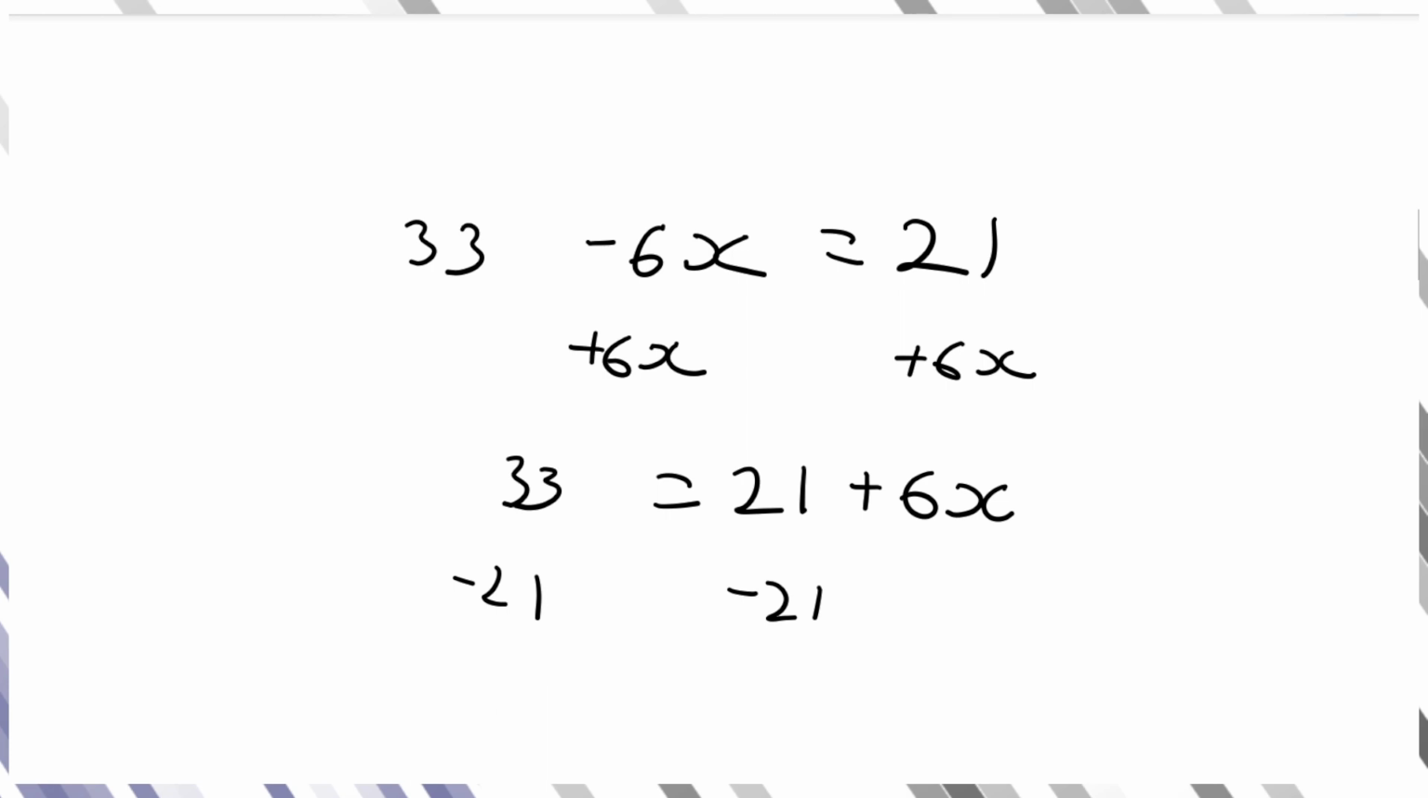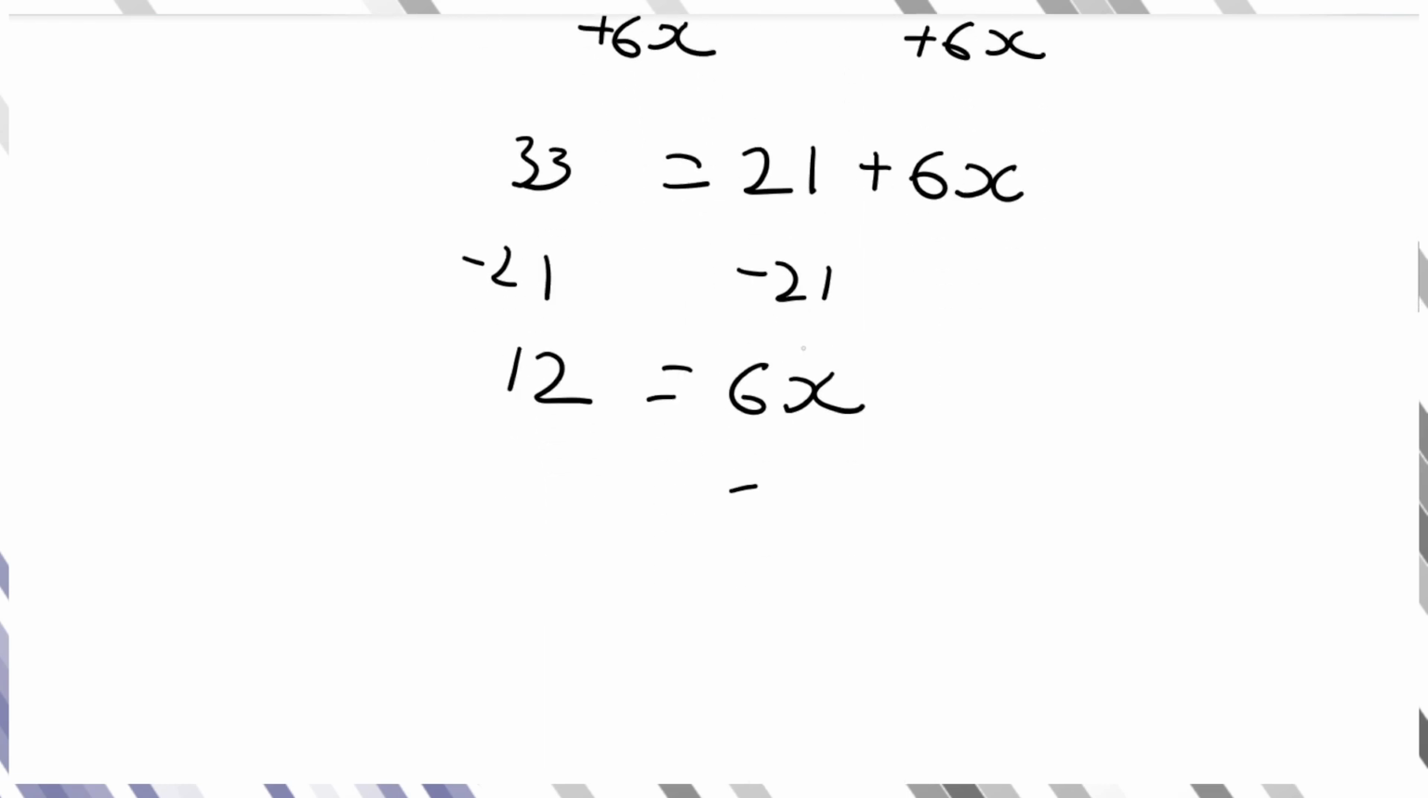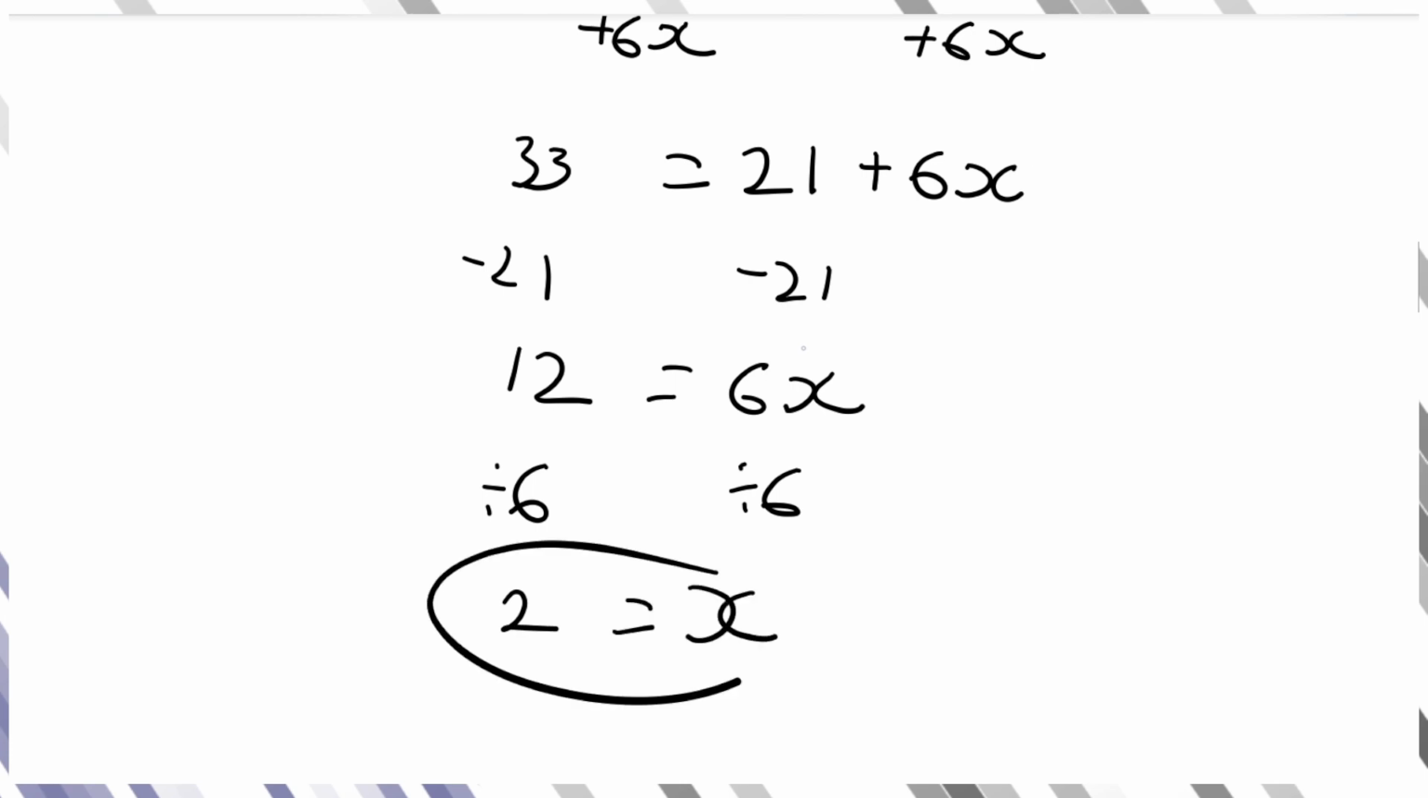So we take away 21 from both sides. That gives us 6x on its own on the right, because we got rid of the 21. We could put plus 6x because there's a plus there, but we don't need that if it's only 6x by itself. And then 33 take away 21 is 12. Now we know 6x is 12. Divide by 6 on both sides. Let's move down a little bit. Divide by 6. Divide by 6. 12 divided by 6 is 2. 6x divided by 6 is x. So now we know x is 2.